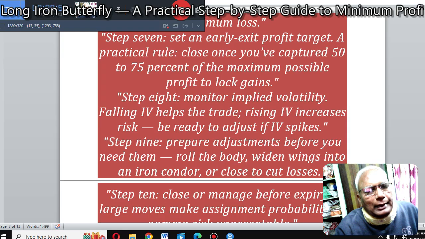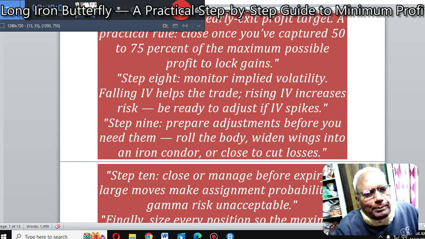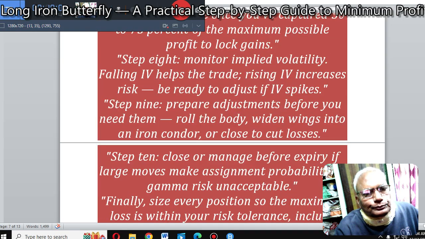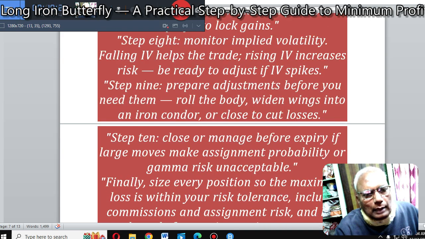Step 8. Monitor implied volatility. Falling vol helps the trade. Rising vol increases risk. Be ready to adjust if vol spikes. Step 9. Prepare adjustments before you need them. Roll the body, widen wings into an iron condor, or close to cut losses.